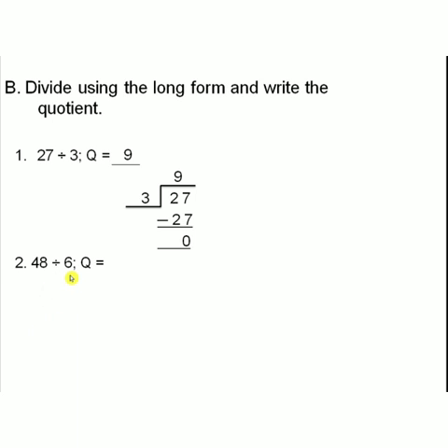Next one is 48 divided by 6. Quotient is equal to dash. We find the quotient. Next we take dividend 48 and divisor 6. When does 48 come in the 6 table? 6 8s are 48. So 8 is at the top and 48 is right below. Next we subtract 48 minus 48, which is 0. We get quotient 8.